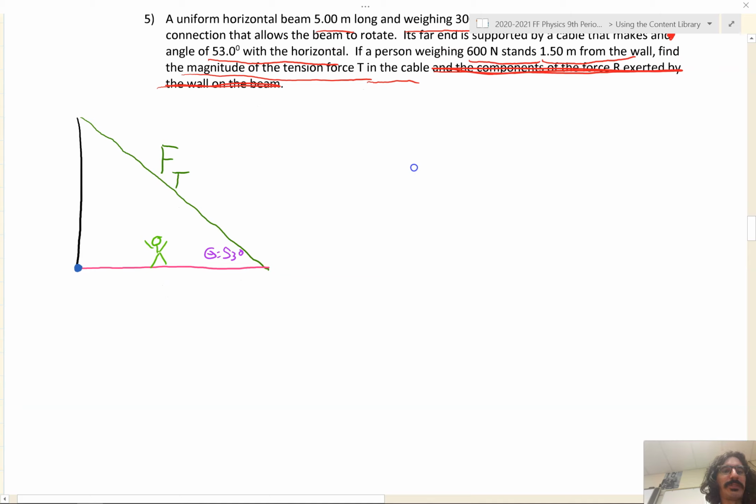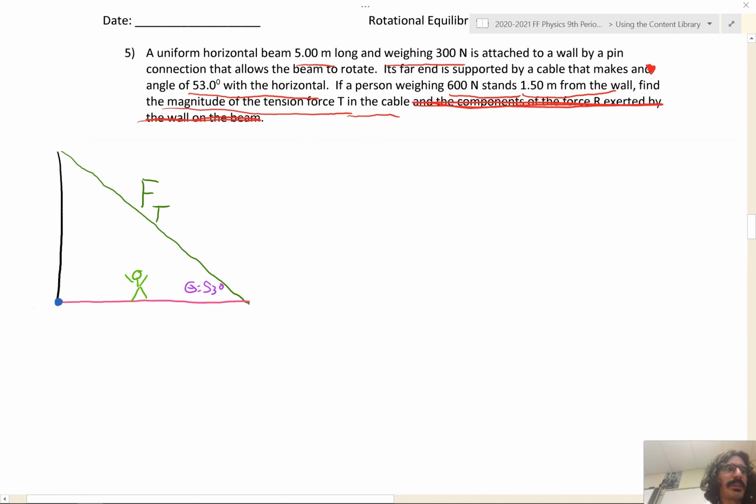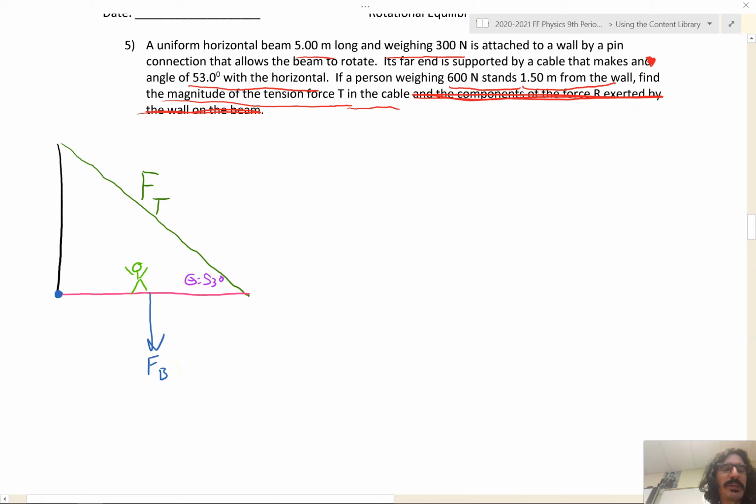So, let's look at the forces. We have the force of the plank that the person is standing on. Let's call that the force of the beam. Now the question is, how far away is the beam away from the pivot point? So we're going to assume that this beam is one solid material, which means we're going to locate the force of gravity acting by the beam to be in the center of it. So let's call it F sub B. That's the force of the beam. And we're told that's 300 newtons.